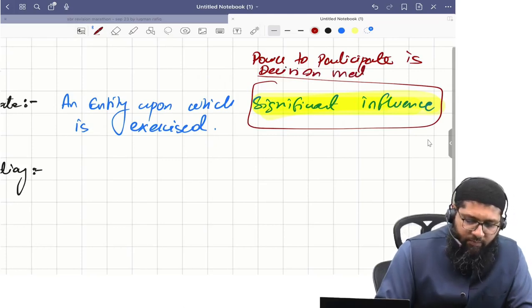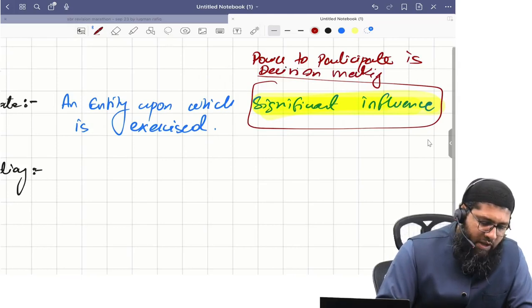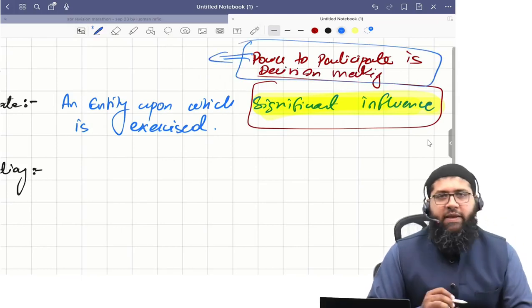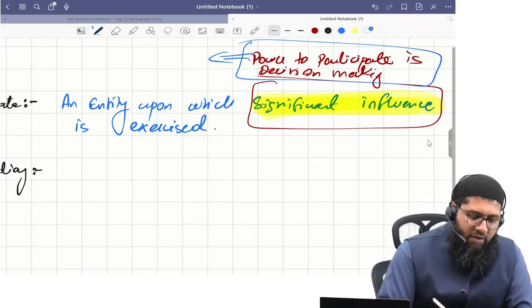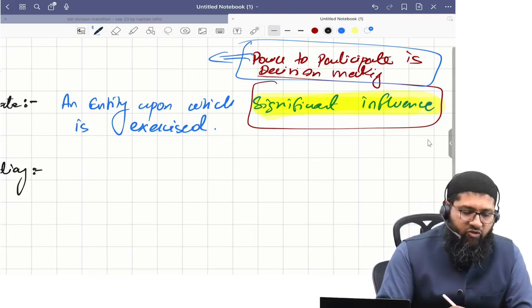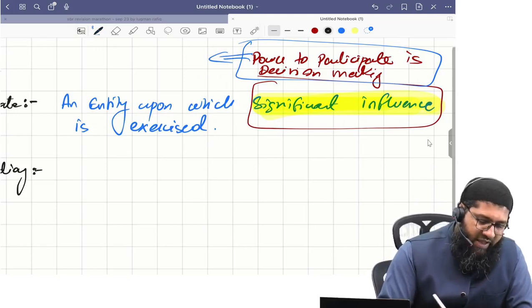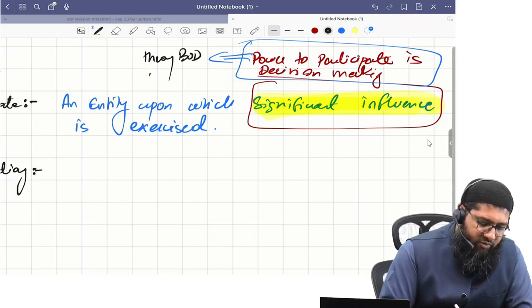So we know that when we talk about the power to participate in decision making, how does it arise? This power to participate in decision making actually arises through BOD representation.